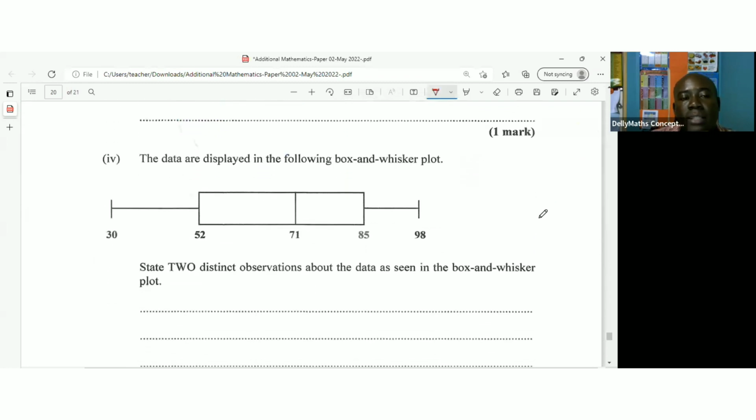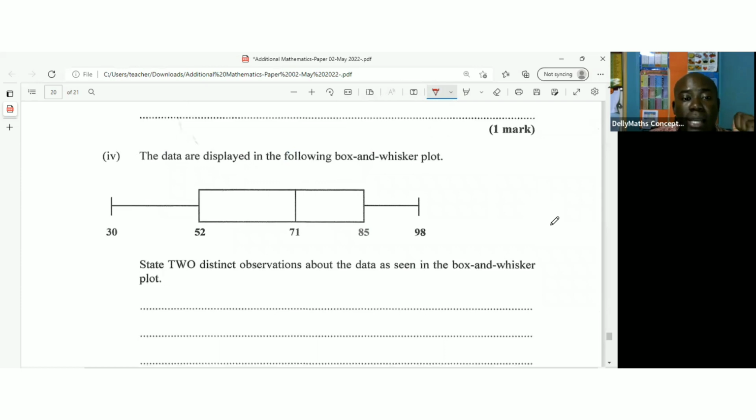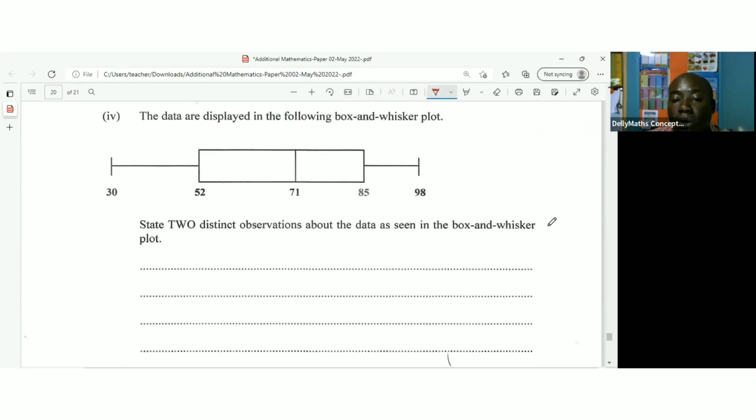All right, so we have a box and whisker now. It says the data are displayed in the following box and whisker plot. So we're taking a quick look at that. They said state two distinct observations about the data as seen in the box and whisker plot. The moment I look at it, I could see that it is negatively skewed because this mark here is our Q2. It is also my median, it's the middle. And this is my Q3 up here. This is my Q1. This is my lowest. And this is my highest.